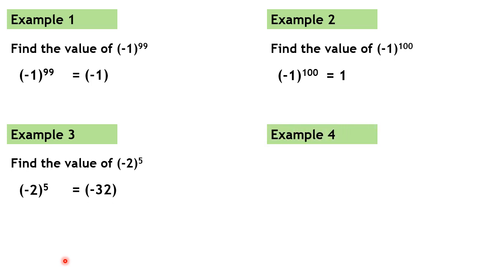The last example, example number 4. Find the value of (minus 5) squared. 5 squared, the value is 25. Minus 5 is a negative integer with an even power, and we learned that a negative integer's even power is positive. Therefore, the result is plus 25.